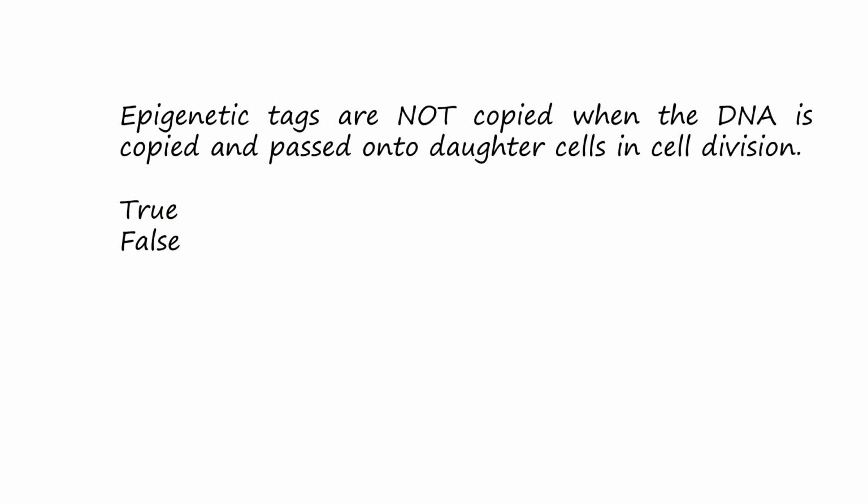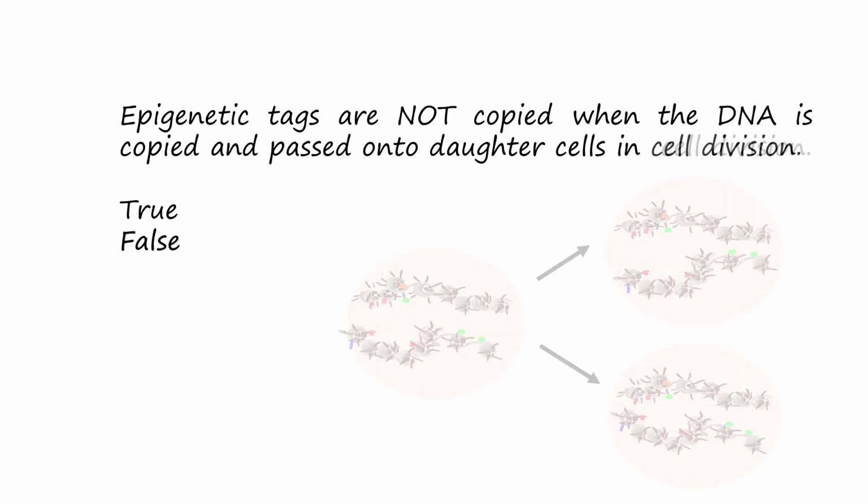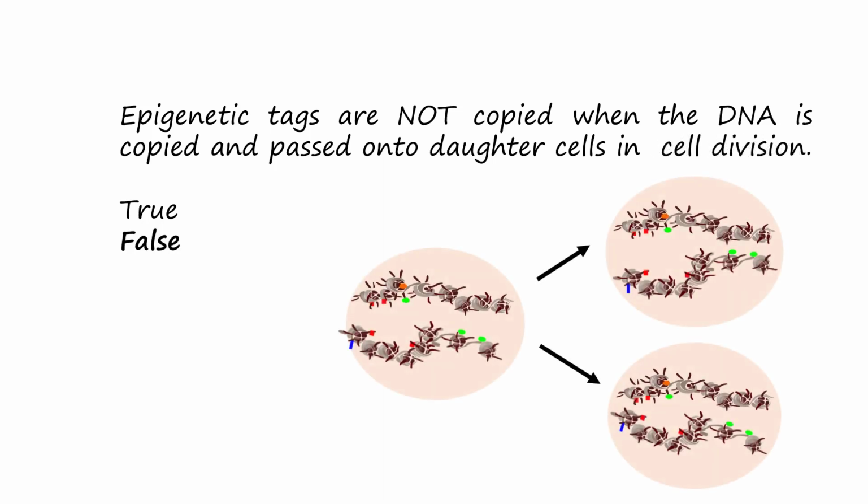Question 4. Is the following statement true or false? Epigenetic tags are not copied when the DNA is copied and passed on to daughter cells in cell division. The answer is false. In cell division, it is necessary to have the same genes switched on and off so that many cells carry out the same function in tissues. In sexual reproduction, most but not all of the epigenetic tags are removed in the fertilized cell.